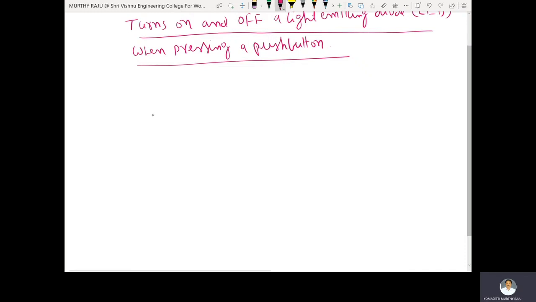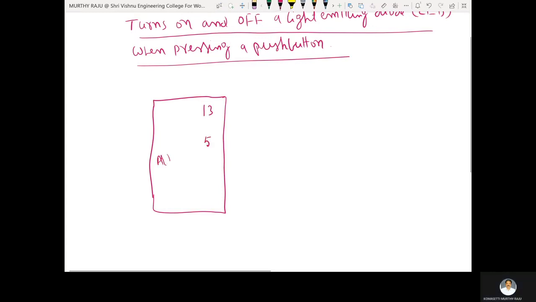This one is the diagram. This one is the Arduino board. Consider the 13th pin and the 5th pin. The LED is connected to pin 13. The anode of the LED is connected to pin 13 through a resistor. The resistance value is 220 ohms.